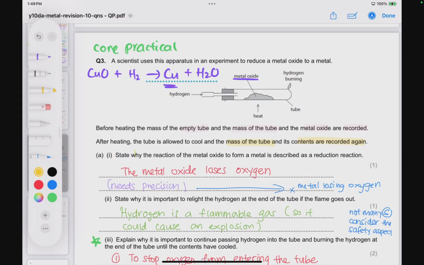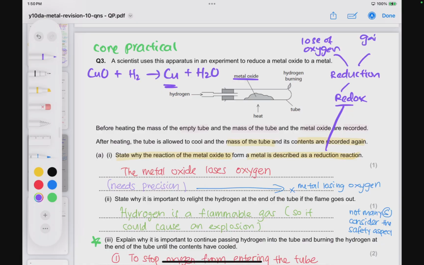So for part 1, state why the reaction of metal oxide to form a metal is described as a reduction reaction. So you need to know the idea of redox over here, and here we are focusing on the first word, which is reduction. Reduction has two meanings. One is loss of oxygen, and the other one is gain of electrons. So obviously here there's no mention of electrons, although if you can work out the oxidation state, you would be able to identify this. But the clearer sign is to be able to tell that the metal oxide eventually becomes a metal. So the metal oxide is losing oxygen.